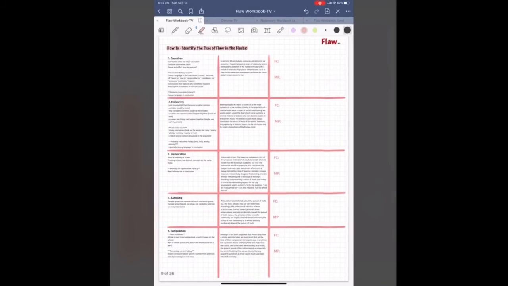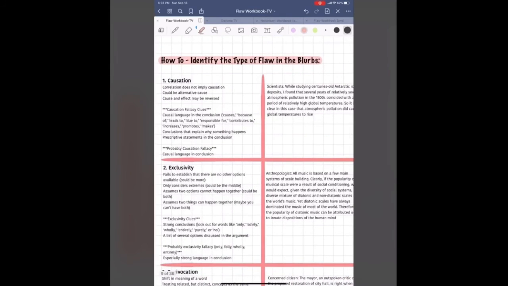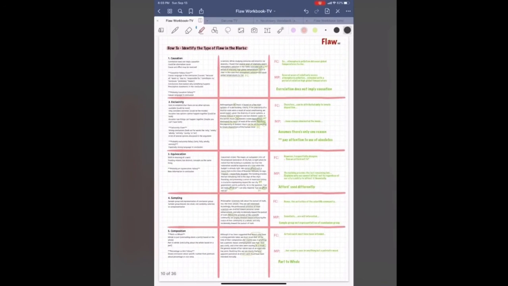In the next page, we have the flaw types in 3 columns. The left column explains what the type of flaw is doing wrong. The middle column gives you an example of a blurb from the real test. And on the right column, you get space to jot down the final conclusion and the main premise of the blurb, as well as what makes it the kind of flaw. So this is what you get. We do have the answer workbook with the annotations like this.